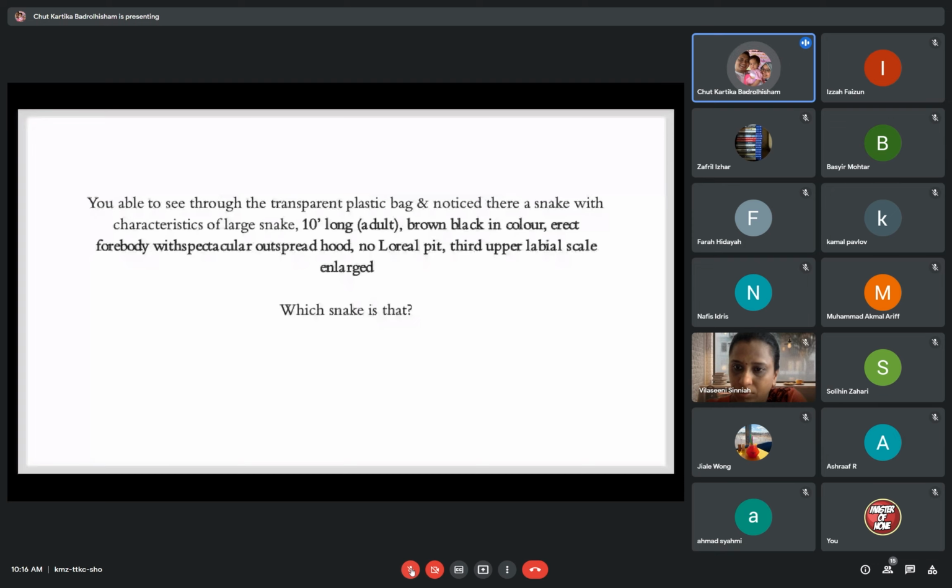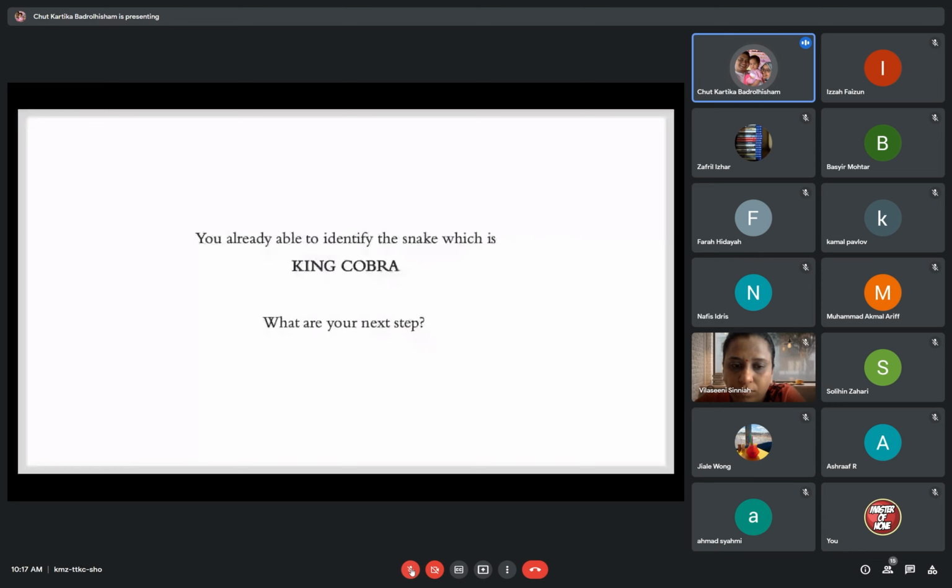You are able to see the transparent black plastic bag. Then you see a large snake like the one shown earlier, 10 inches long, brown black in color. The erect forebody with a spectacular outspread hood. No loreal pit. Third upper labial scale enlarged. So what do you think the snake is? So you identify the snake as a king cobra. So what are your next steps?